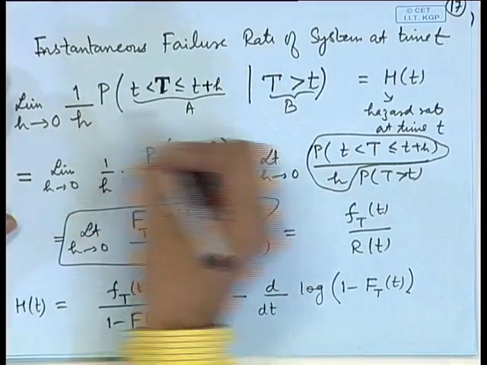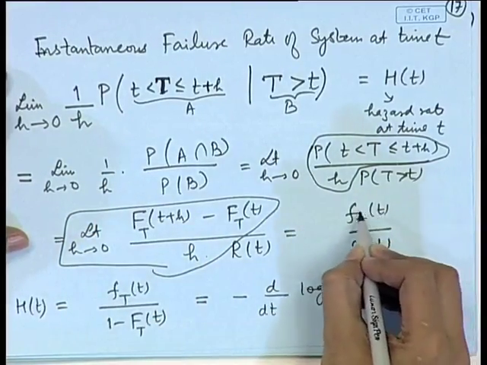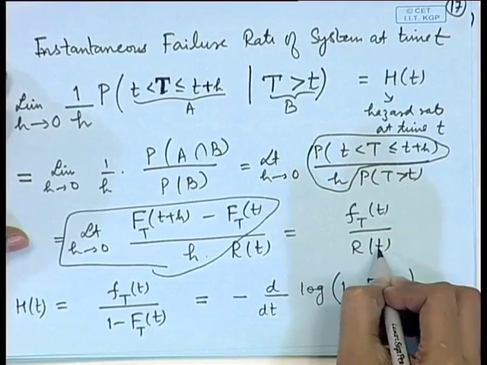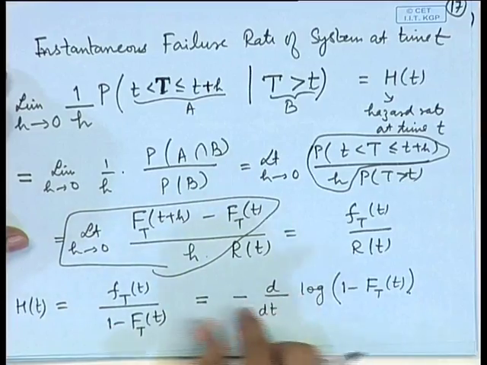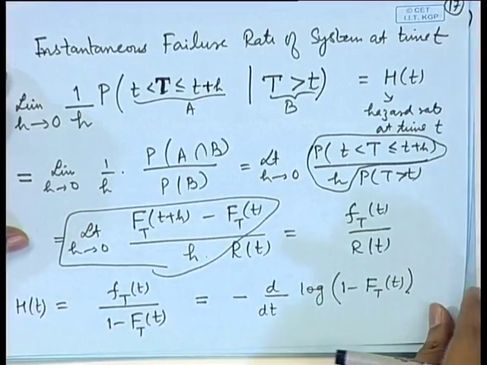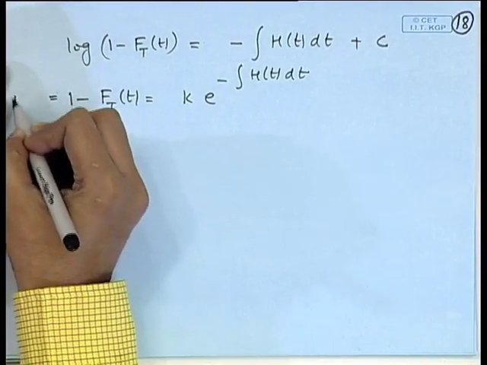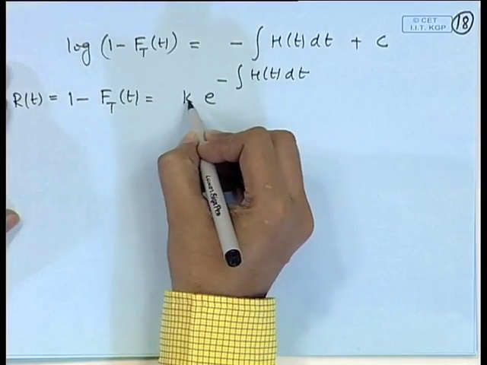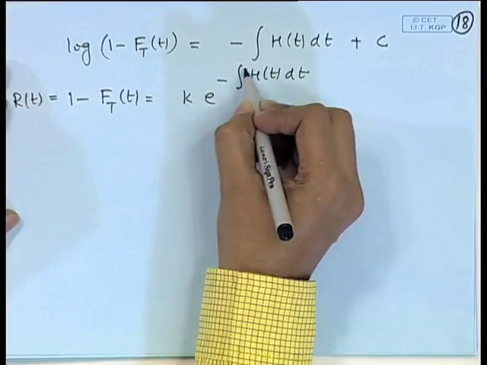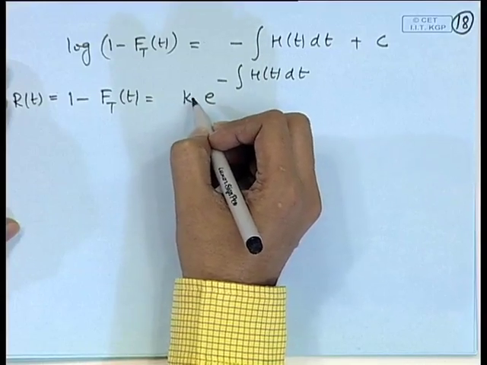We divided by h and calculated the expression for that, and it turns out to be the density function divided by the reliability function, or the density function divided by 1 minus the cumulative distribution function of the system. And there is an inverse relationship also, which we showed: the reliability of the system is equal to a constant times e to the power minus integral of h(t) dt, where the constant has to be determined from the initial condition.